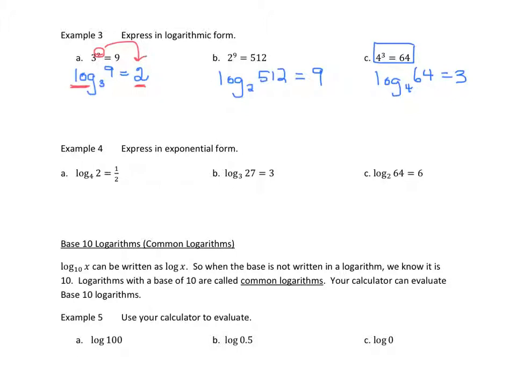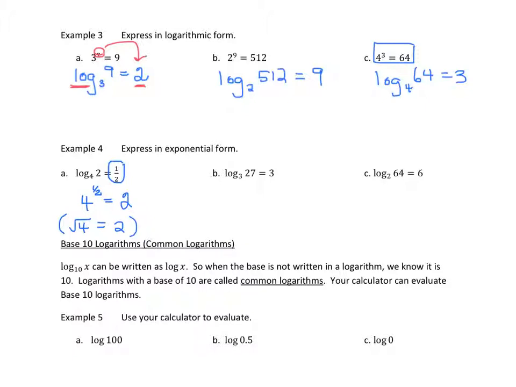So for example, the first one says log 2 base 4 equals 1/2. In exponential form, that means 4, so the base, which is 4, to the 1/2, remember the logarithm is the exponent, so look on the other side of the equal sign for the exponent, equals 2. And we know that is true because 4 to the exponent 1/2 is the square root, and the square root of 4 is 2, so we know that's true.